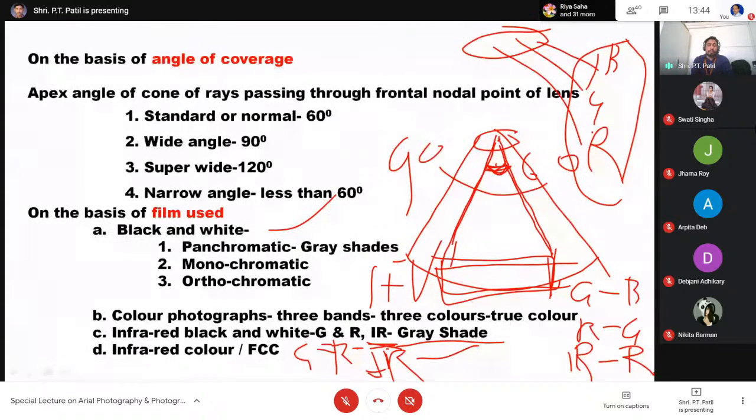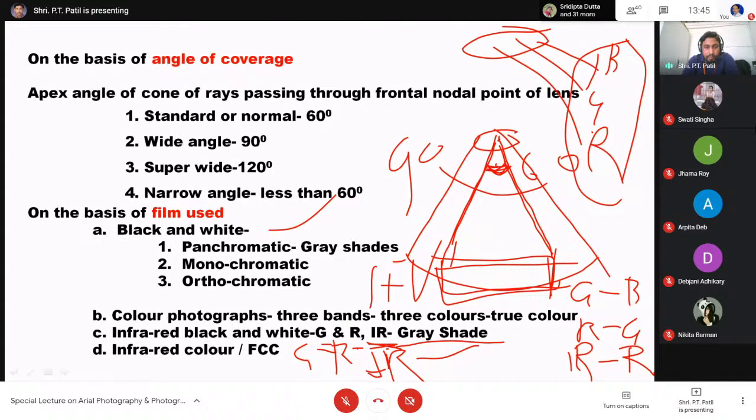So these are the types on the basis of film use. What kind of film we use and what colors are filtered by that film define the types of aerial photograph. Generally, panchromatic black and white aerial photographs are used for interpretation and photogrammetric purposes. Monochromatic and orthochromatic have their own significance. For example, only for vegetation analysis purposes, we use the infrared band and prepare the aerial photograph.